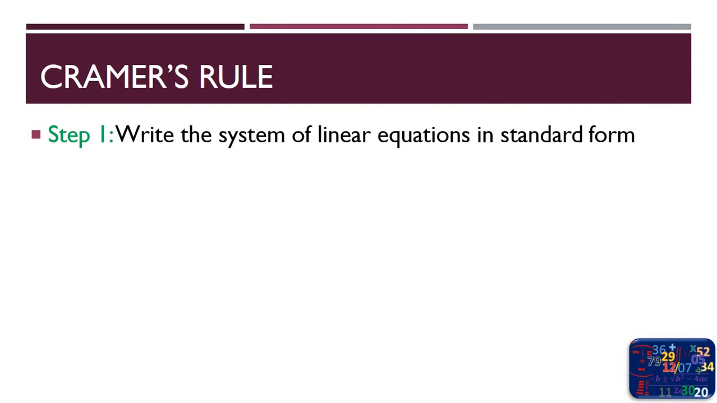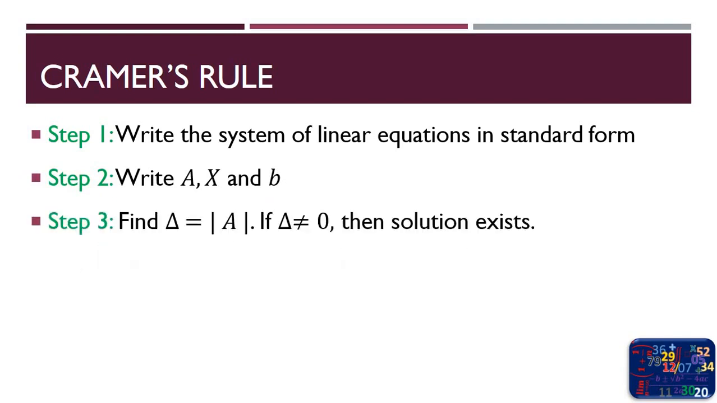Cramer's rule. There are 5 steps to obtain this one, a few steps which we used to follow for all the problems of the same type. Step 1. Write the system of linear equations in standard form. Step 2. Write A, X and B, where A is the coefficient matrix, X is the vector containing the variables and B is the vector containing the constant terms. Step 3. Find delta, which is equal to the determinant of A.